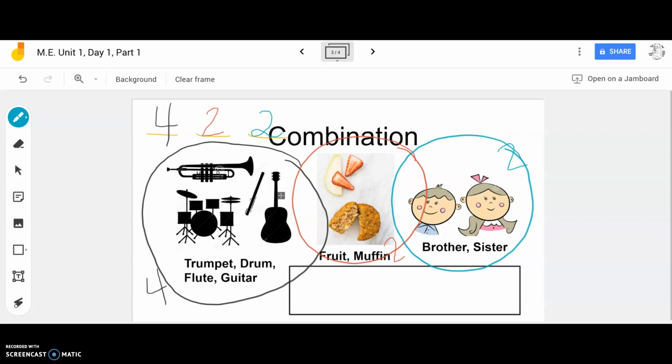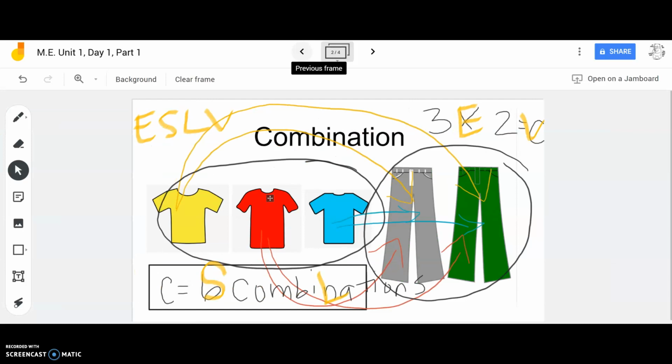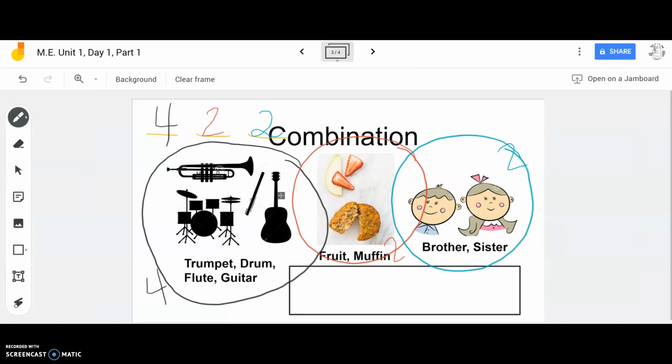So that's where we can write an equation. So I wrote out my numbers for each category. There's 4 instruments, 2 types of snacks, and my 2 siblings. Just like in our last problem, we discovered that adding didn't work, subtraction didn't work, division doesn't make sense. So multiplication, when I'm finding combinations, is what I have to do. So coming back to my problem, I'm going to stick with multiplication. Multiplication equals my combinations.